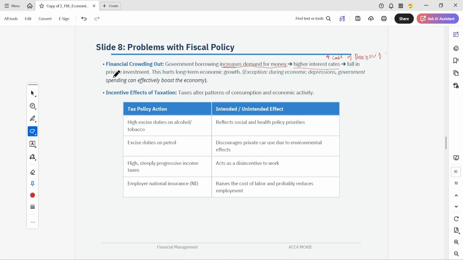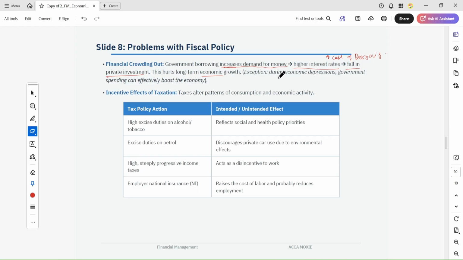When the cost of borrowing for companies increases, they don't invest in the new factories, and they don't invest in the new products. So this will cause a fall in private investment, and this hurts long term economic growth. So this will definitely hurt the economic growth.